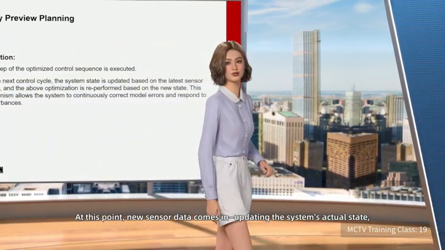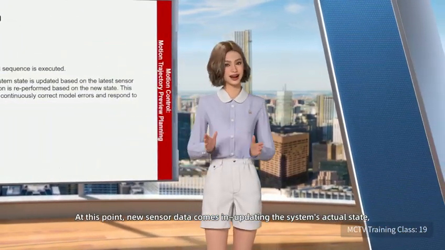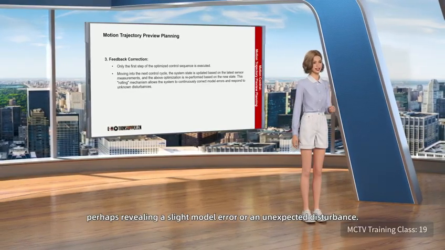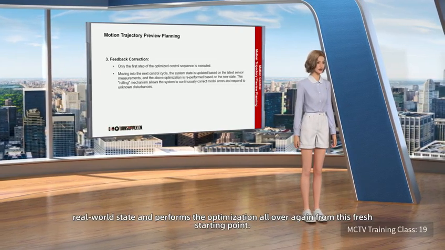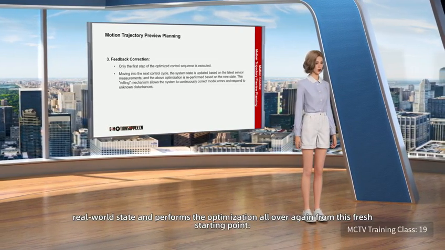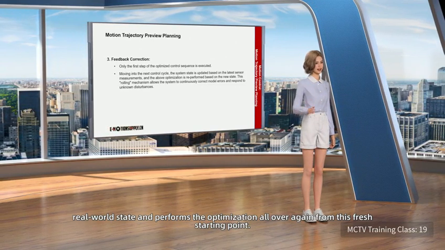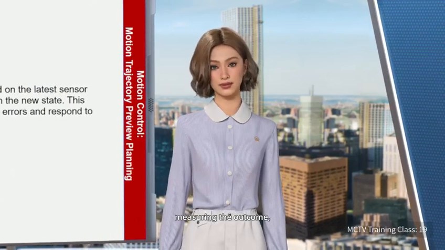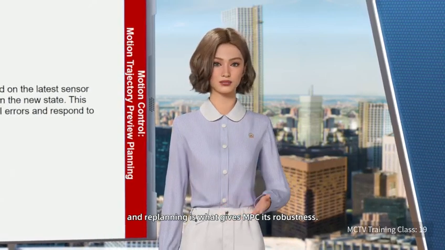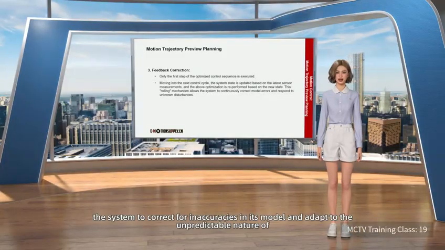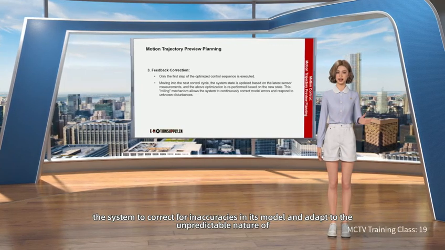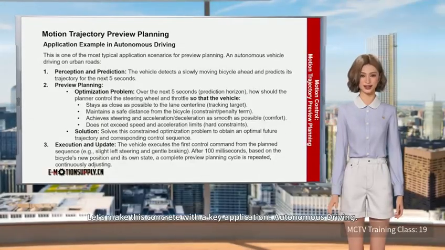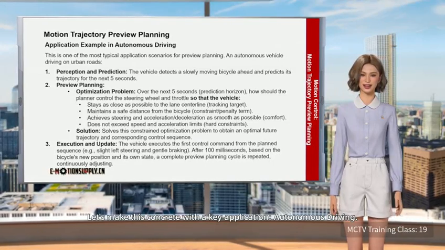At this point, new sensor data comes in, updating the system's actual state, perhaps revealing a slight model error or an unexpected disturbance. The planner then takes this new, real-world state and performs the optimization all over again from this fresh starting point. This continuous loop of planning one step, executing it, measuring the outcome, and replanning is what gives MPC its robustness. It allows the system to correct for inaccuracies in its model and adapt to the unpredictable nature of the real world.